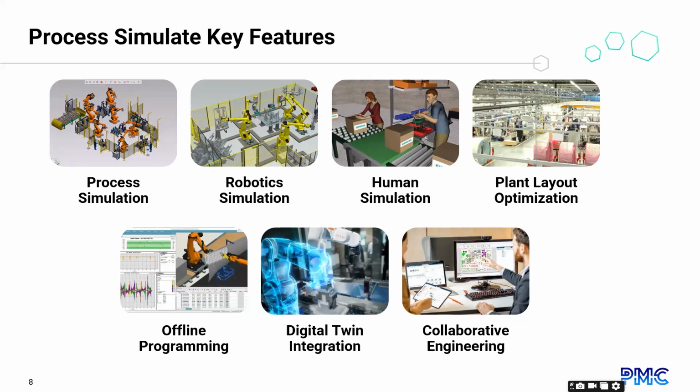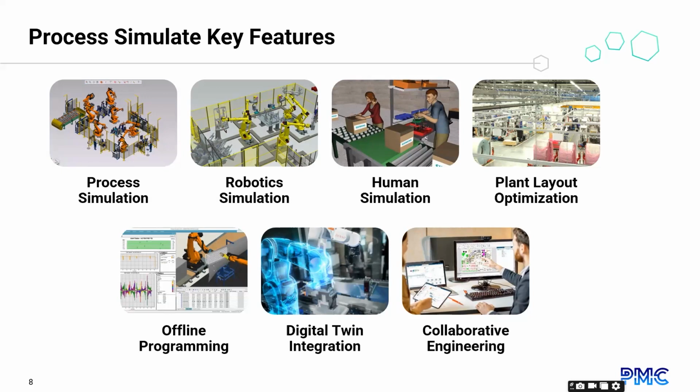We also have plant layout optimization, which helps in minimizing bottlenecks, reducing cycle times, and improving the overall flow of materials and products through your facility, for example. We have offline programming in Process Simulate, which means that we can generate and validate robot programs in a virtual environment before deploying them to the actual robots on the shop floor.